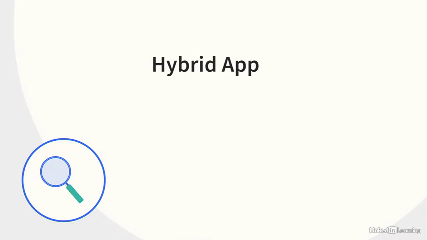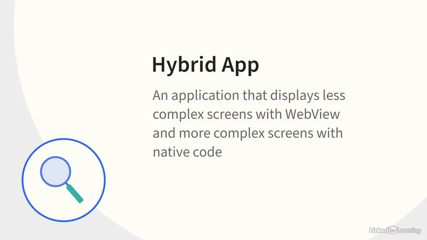Later on, some developers created ways to combine the techniques further and display less complex screens or parts of apps with web languages like a web view, but then other more complex parts of the application with actual native code. This is referred to as a hybrid app or view.